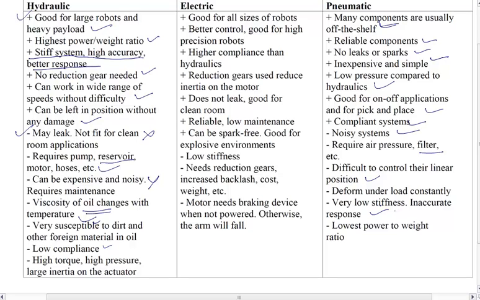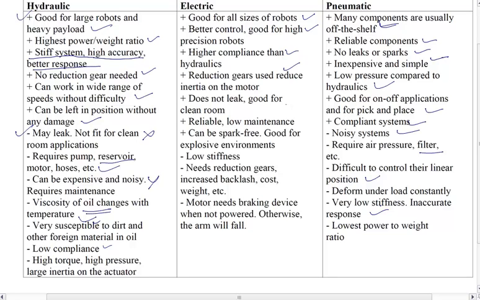The third is the electric systems. The very good thing about electric systems is that they can be used in all robot sizes. If you have a small robot, or a big or medium robot, you can have electric actuators, and they are very good for high precision robots because you have very good control, because it is controlled using current. It has better compliance than hydraulics, and you can use reduction gears for controlling the speed.